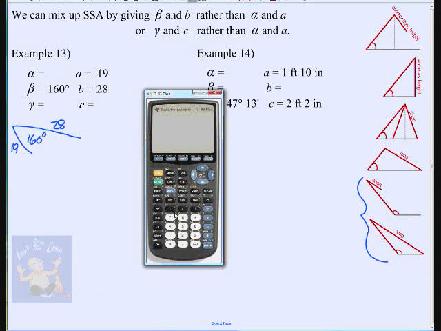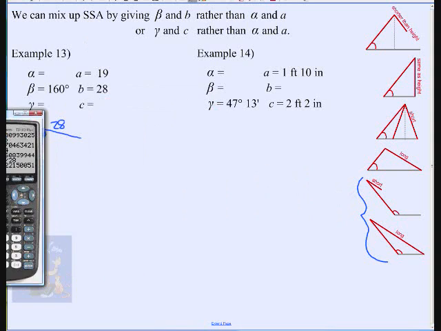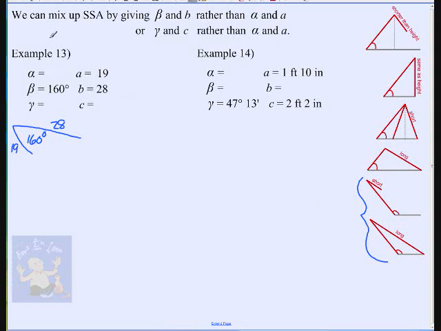I'm going to do the sine of 160 degrees divided by 28. So we have a ratio of 0.0122. That's our ratio.